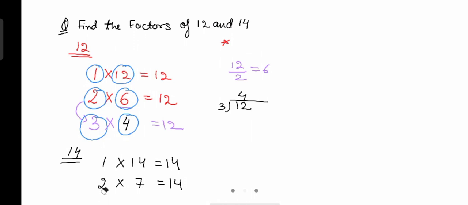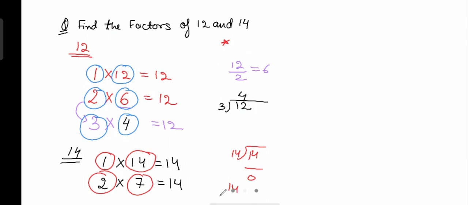Now we have our factors in front of us. What are these factors? What are the factors of 14? It can be 1, it can be 2, it can be 7, and it can be 14 also. So if you divide 14 by 14, you will get the remainder 0. If you divide 14 by 1, you will get 14, remainder 0, right? When you divide 14 by 2, you will get 7.